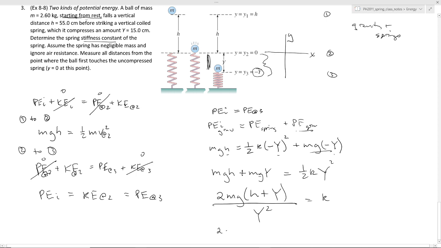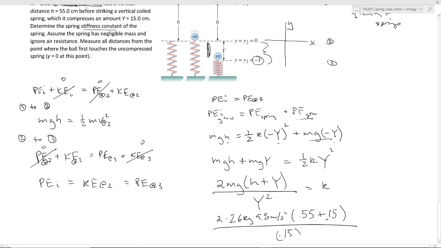So let's see. The mass, 2.6, 9.8. The height, h was 0.55. Y was 0.15 divided by 0.15 squared. You crunch all those numbers, you find that k equals 1590 newtons per meter. And recall, the units for this. The spring force is negative kx. So k must have units that convert an x into a force. So that's newtons per meter.